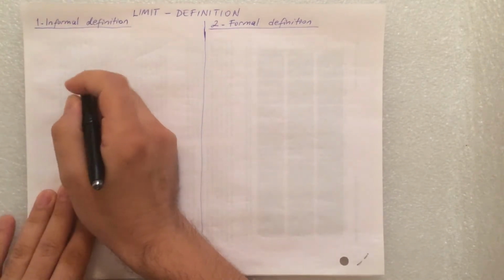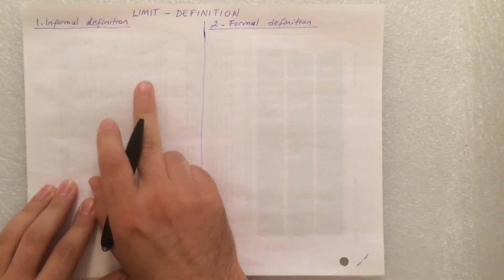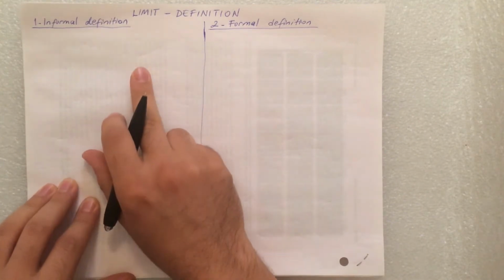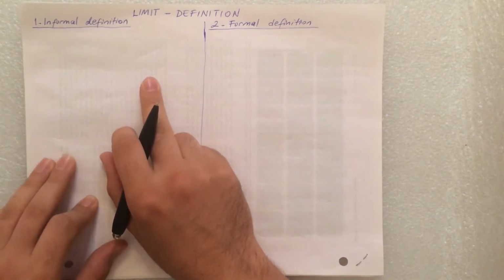I would like to talk about limit, its definitions, namely the informal and formal definition of limit, and I'm going to give a couple of examples to illustrate.